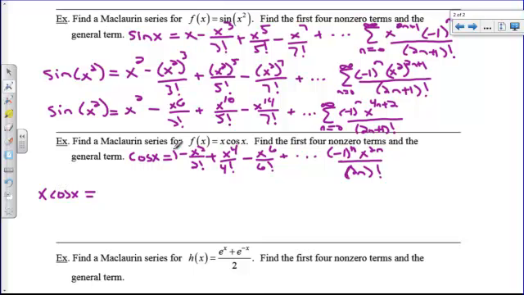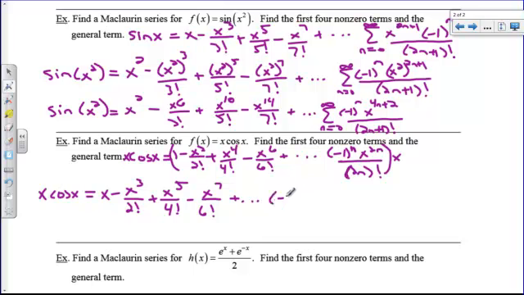So we're just going to take all of this and multiply it through by an x. So that's going to be just distributed. I'm going to get x minus, because x times 1 is x, x times x squared is x cubed over 2 factorial, plus x to the 5th over 4 factorial, minus x to the 7th over 6 factorial. So there's 1, 2, 3, 4 terms.